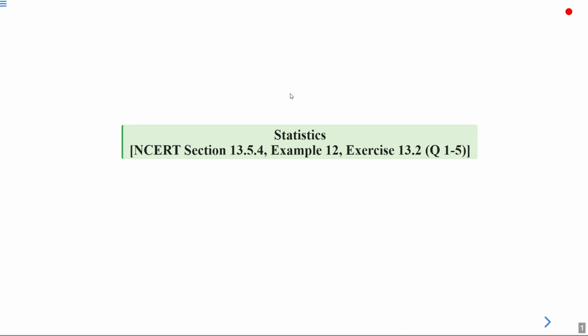Hello students, welcome to this lecture on statistics. In this lecture, we will cover NCERT section 13.5.4 and example 12 and exercise 13.2 question number 1 to 5.